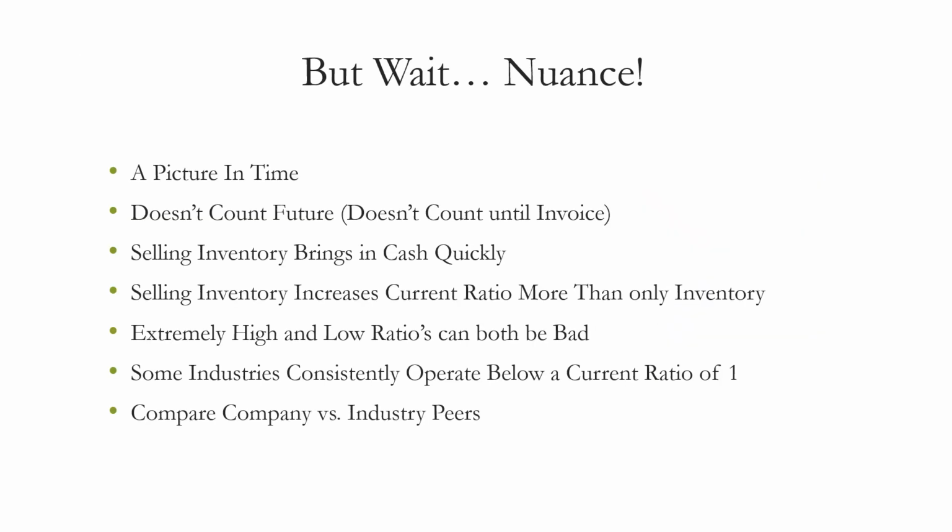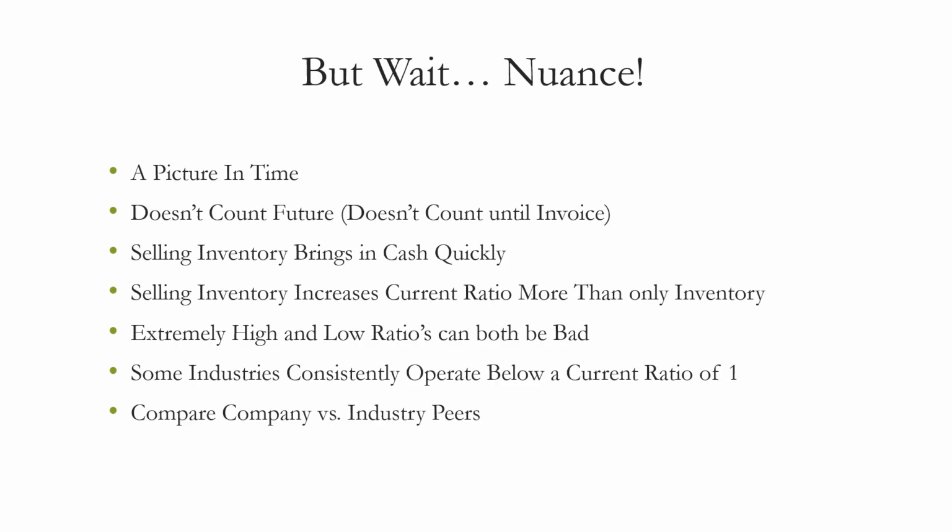But wait, there are a lot of nuances to these numbers. First, we need to remember that the numbers on a balance sheet are a picture in time. They refer to what current assets and liabilities are on an exact date. It does not count the future. So say our company borrowed $1 million to build an awesome backyard. I mean, for $1 million, it better be pretty incredible. But we have borrowed $1 million, so our current liabilities are much higher, but we may not receive payment until we complete the job. Therefore, maybe only the borrowed money was counted in the ratio. But since we hadn't sent in an invoice for payment yet, the associated sale was not counted.